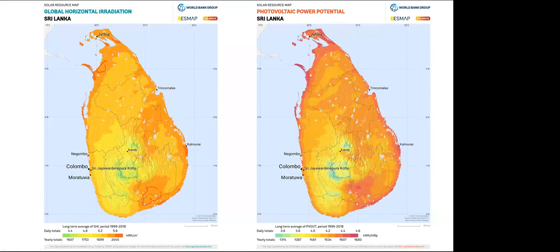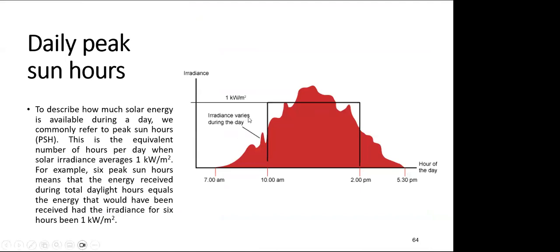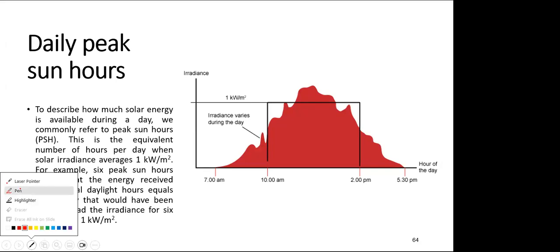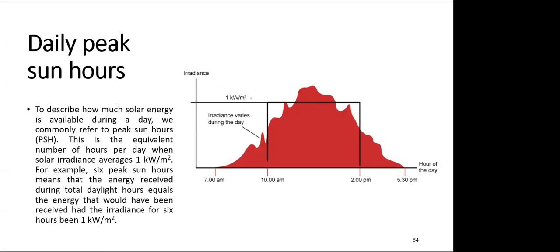Then daily peak is also another parameter. We can calculate the daily peak. Daily peak is based on 1 kilowatt per square meter on average. The time period needed to receive 1 kilowatt per square meter, we call the peak hours. How many hours we require to receive that amount of energy, we call the peak sun hours. Actually, we can say six peak sun hours, 10 to 2 p.m. Those are average values.